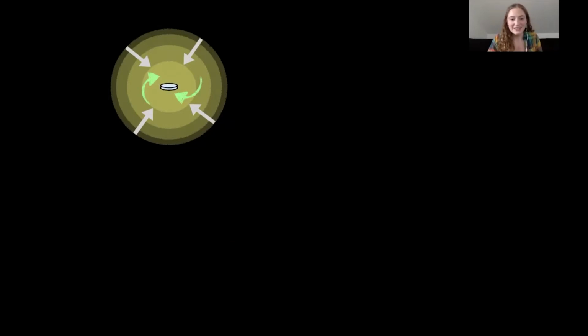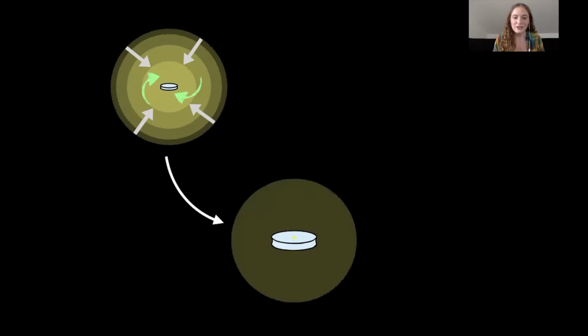Now, eventually, that cloud of dust and gas either falls onto that disk or goes away, and we're just left with the disk itself surrounding the star. And this disk is called a protoplanetary disk. And it's what I study. Disks are really important to study and understand because eventually this disk will form planets and can form a planetary system like our own solar system.